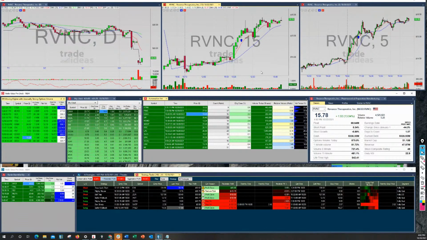RVNC, not bad. 15.29, it came down, just cracked 15 for a second there, but made a nice move off this red bar, ignore that right there. If you got in somewhere in here, you sold some here, you sold some here, moved that stop around, back up again. Not a bad alert.